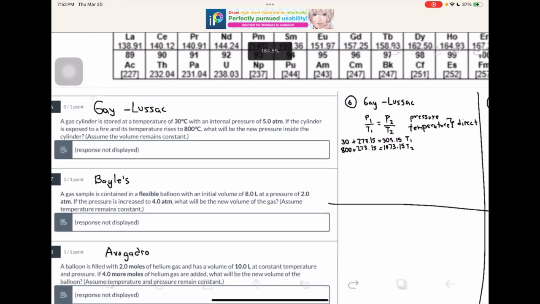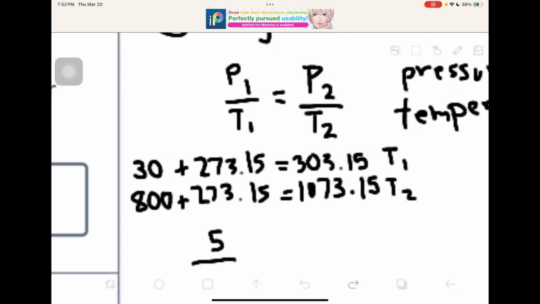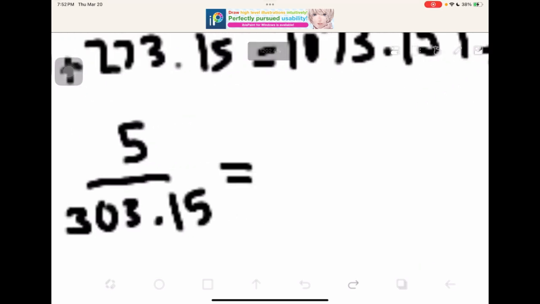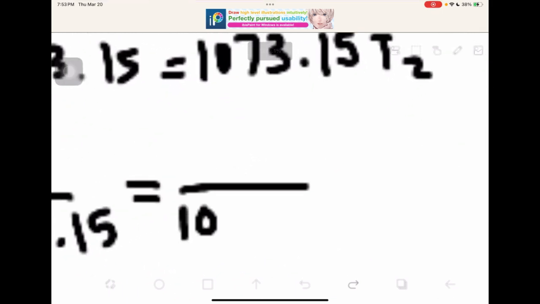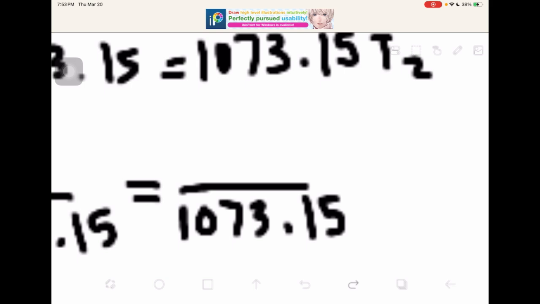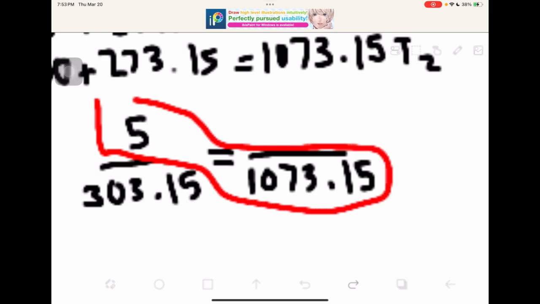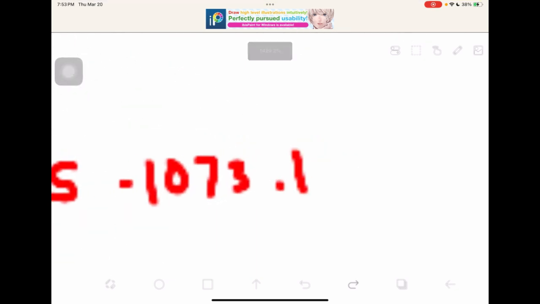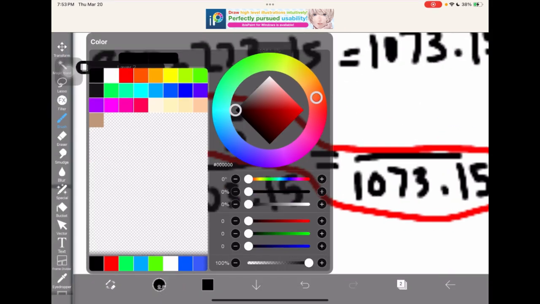Okay, so for pressure 1, we have an initial pressure of 5 atmospheres, so we can put 5. And then at the bottom, we have T1, which we have defined as 303.15. This is equal to, we don't know the pressure 2, but we do know the temperature 2. That's 1073.15. Just like how we cross-multiplied with Charles' law, we're going to do the same again. So that is 5 times 1073.15, then all over 303.15.